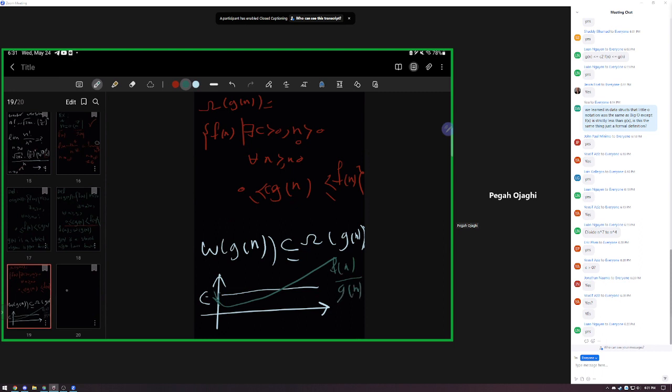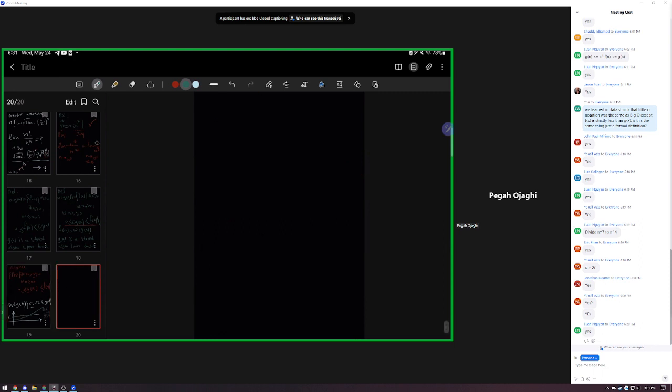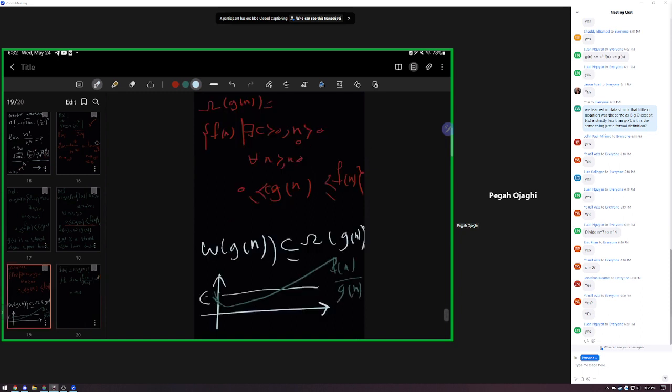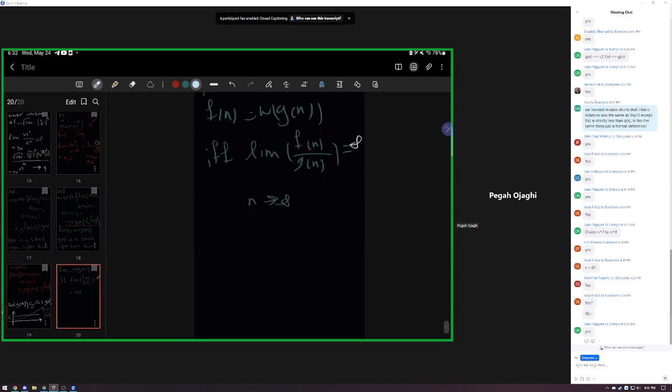So now we can define another way to find this small omega. We say f of n is a small omega of g of n if and only if the limit of f of n divided by g of n goes to infinity. It becomes bigger and bigger and bigger. As you can see in this photo, it goes to infinity. So if we divide f of n by g of n and it goes to infinity, it means you have a small omega.